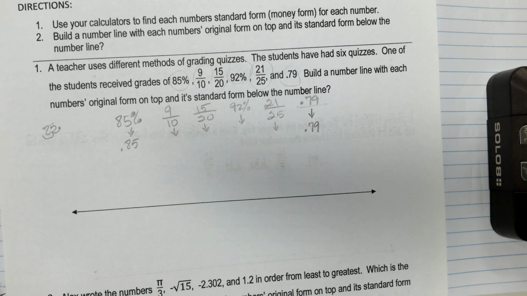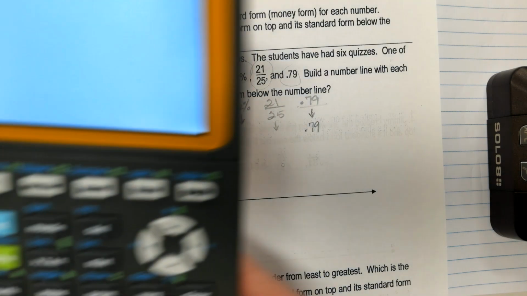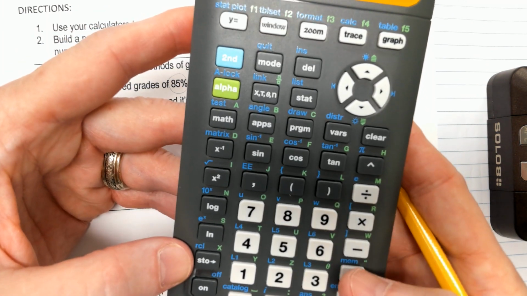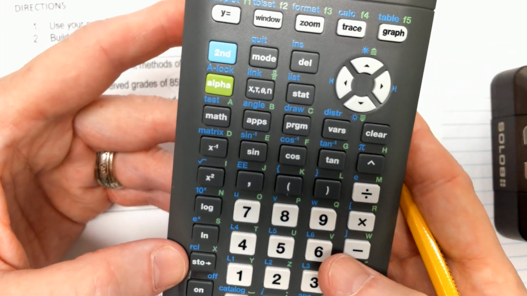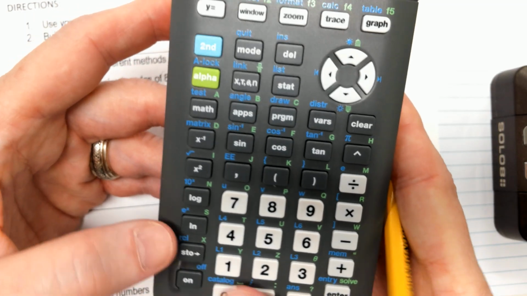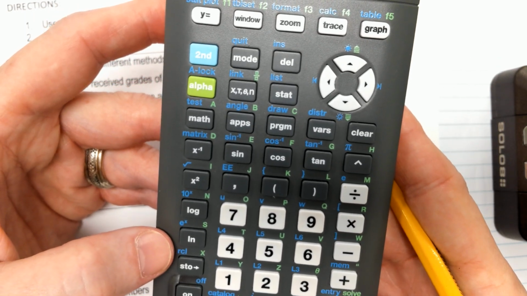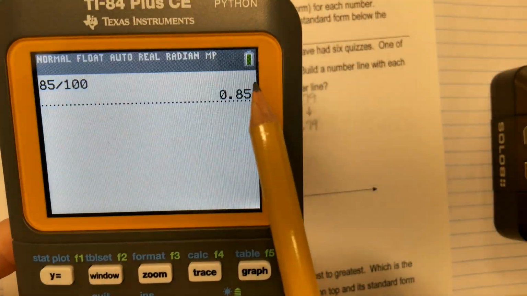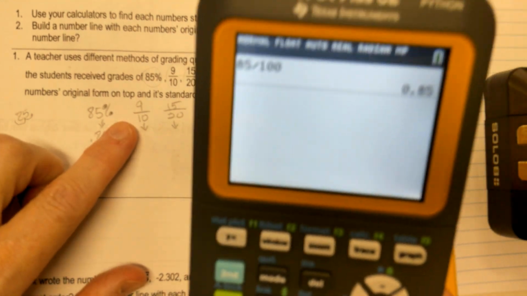Here's one. Does anybody have another way of turning a percent into a decimal in your calculator? Because I'm going to give it to you if you don't. We're going to do 85 divided by what? 100. Anytime you take a percent divided by 100, it's going to give you that same 0.85. Okay? So that's one.